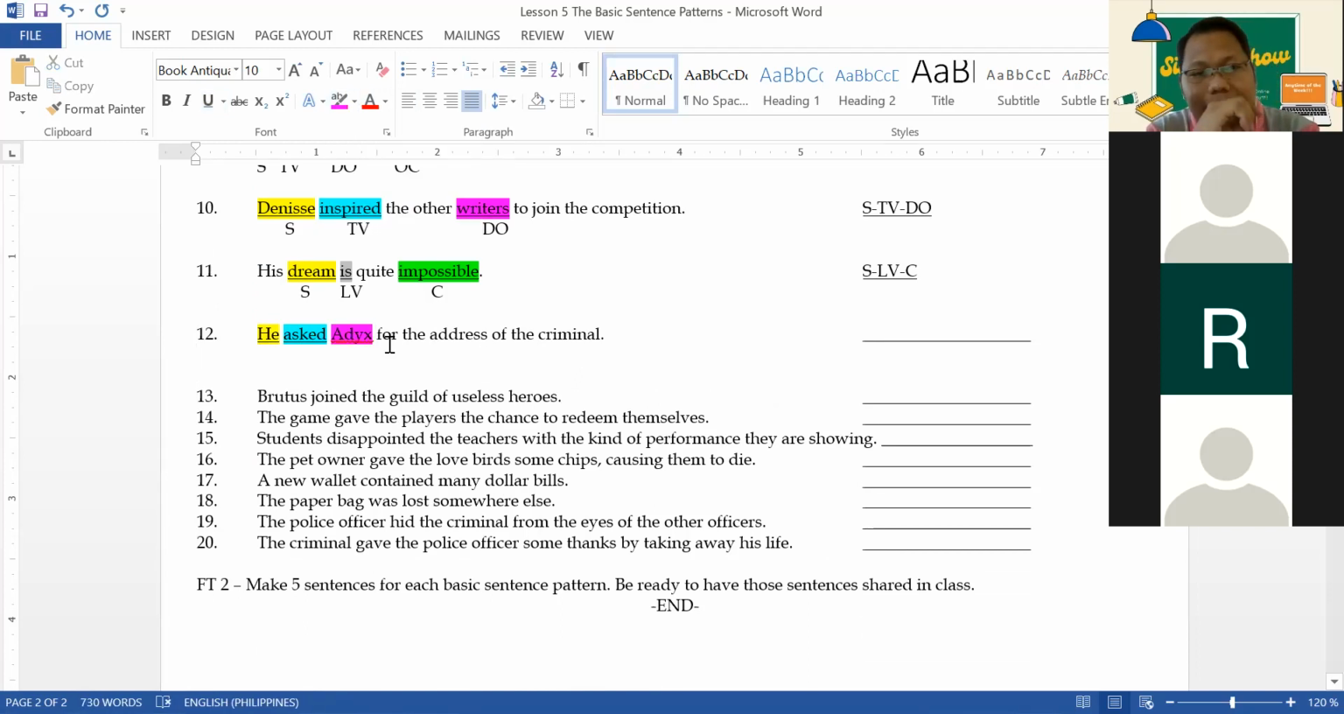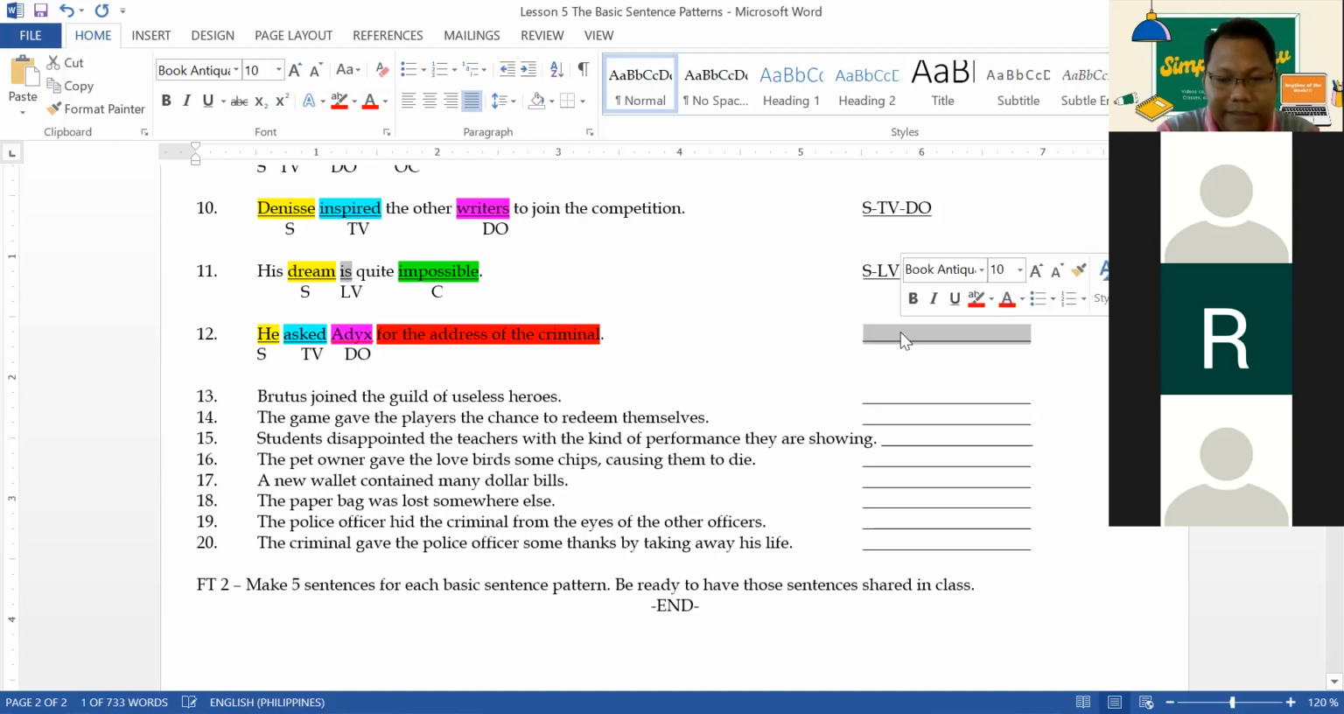Sir, can we not answer the question what? There's a possible answer. He asked addicts for what? But just what? Not just what, but for what? He asked addicts for what? For the address of the criminal. But take note, for the address of the criminal is a prepositional phrase. And again, we only have these components to identify for our basic sentence pattern. STV, DO. Sentence pattern is STV, DO.